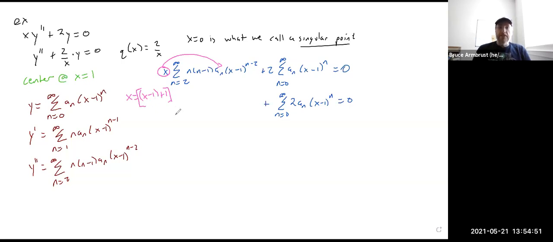So what this does is it's actually going to make it so that we have two series. The one from the x minus 1, we're going to get n times n minus 1 times a sub n times x minus 1 to the n minus 1. I'm going to add 1 to that exponent. The other one is just going to be the same series as we started with. So this was times x minus 1, and this is times 1, but still being added together.